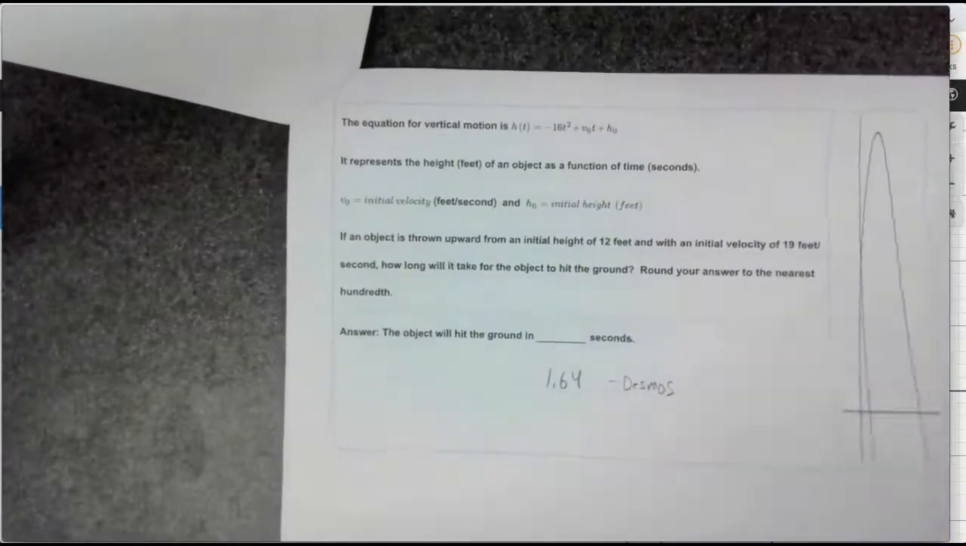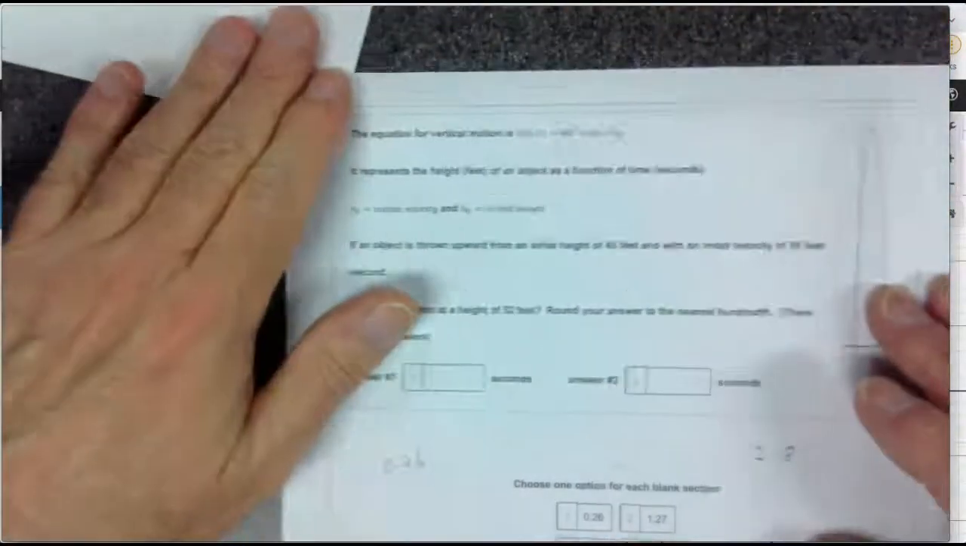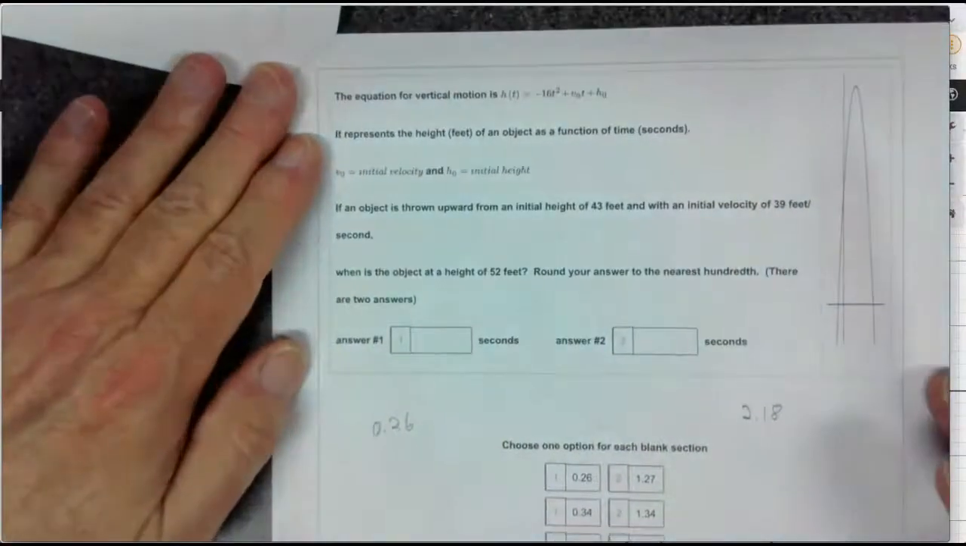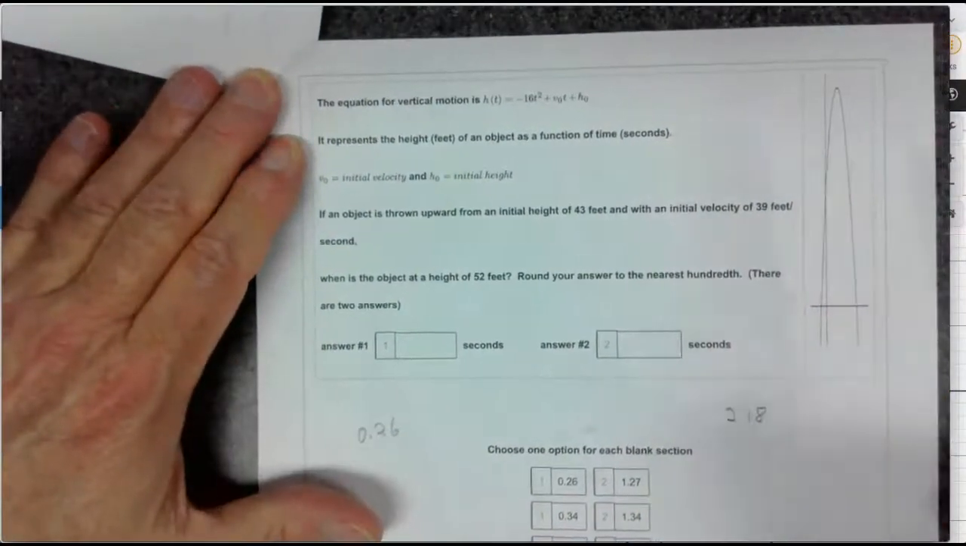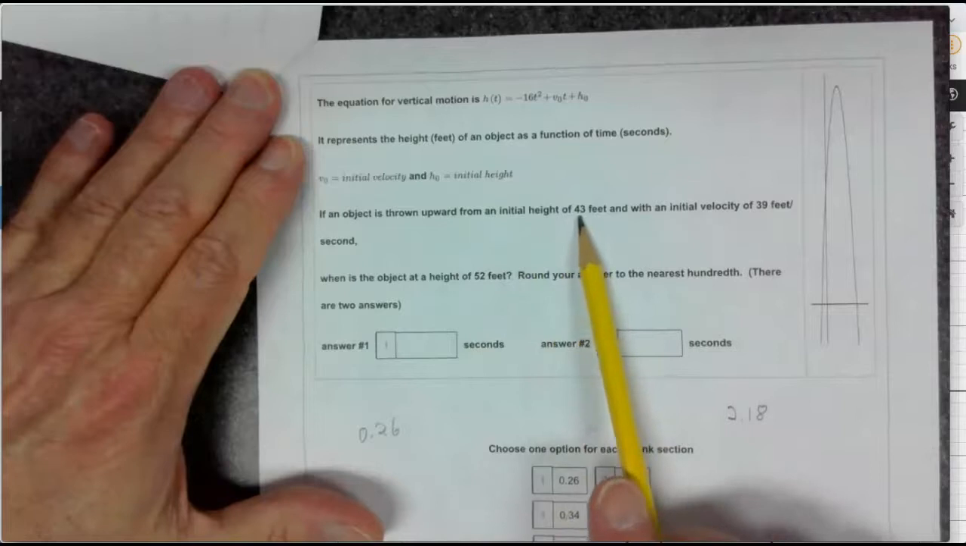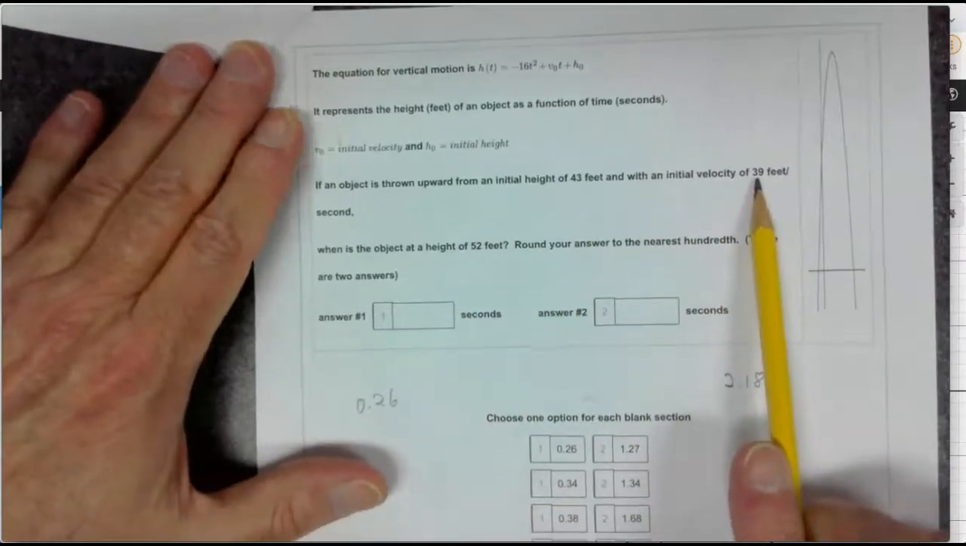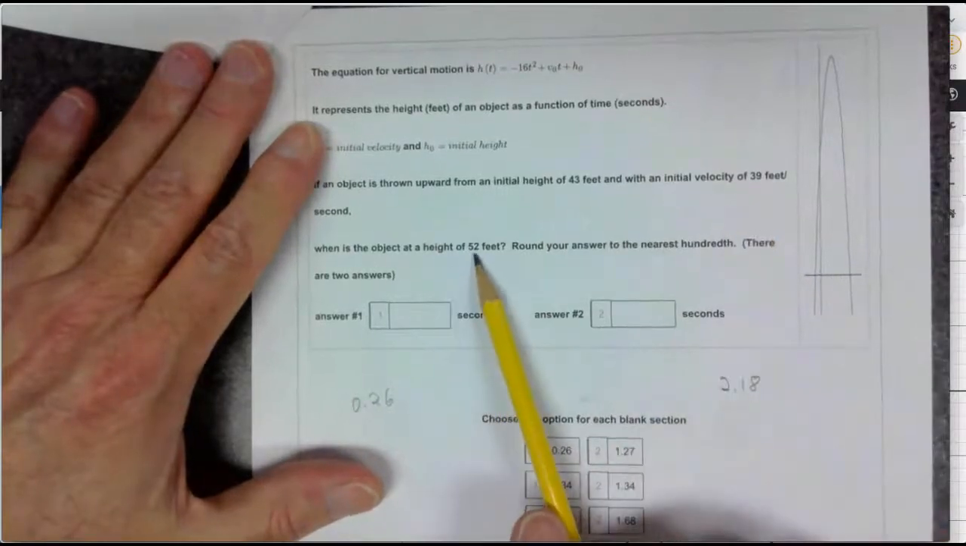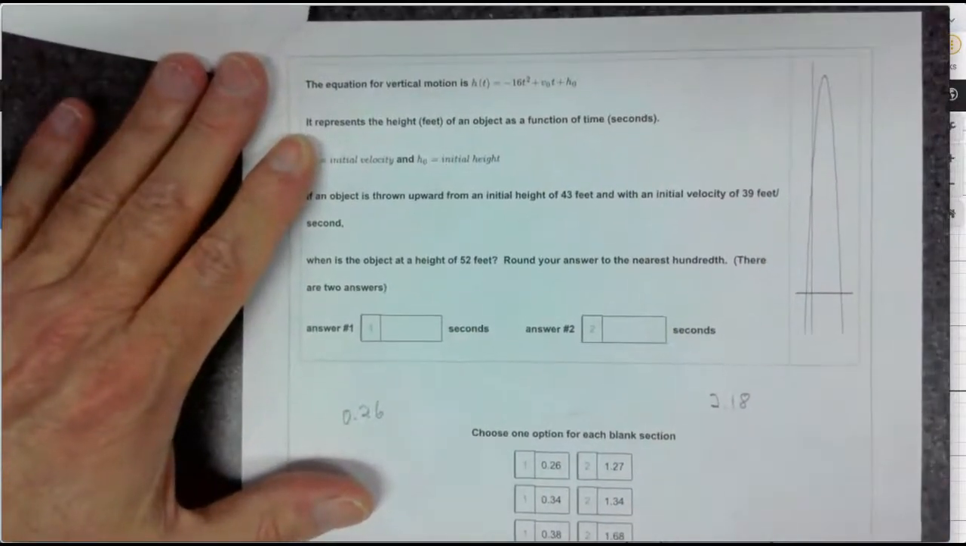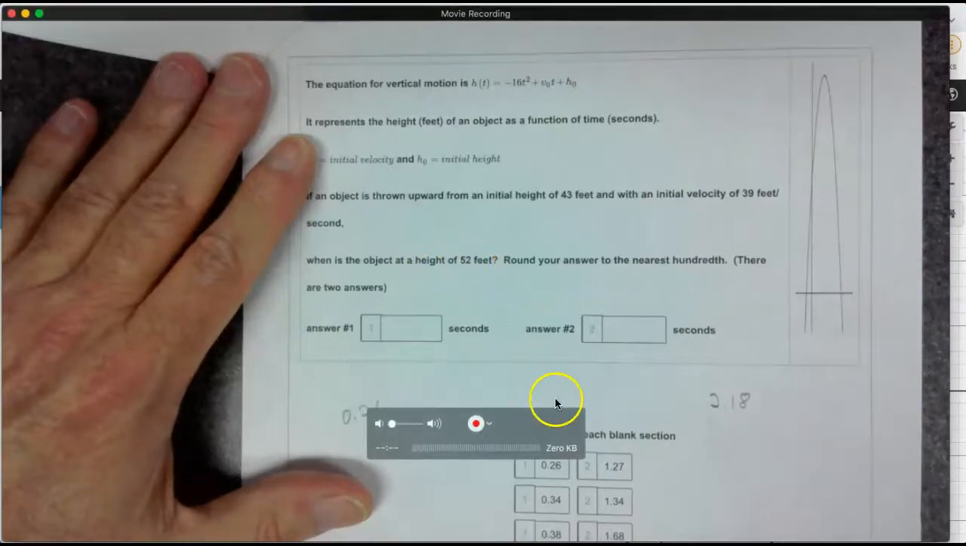All right, back to the last one here, I think. Yep. Again, this is also vertical motion. Well, we got to change these two. So the initial height is 43, initial velocity is 39. Now we want to know how long it took to get to 52 feet, top and bottom. Going up and going down, it'll be at 52 feet.